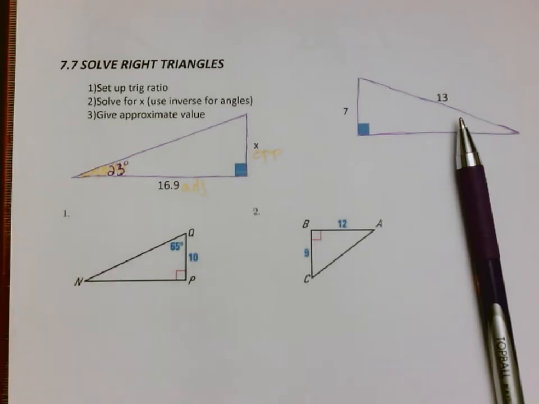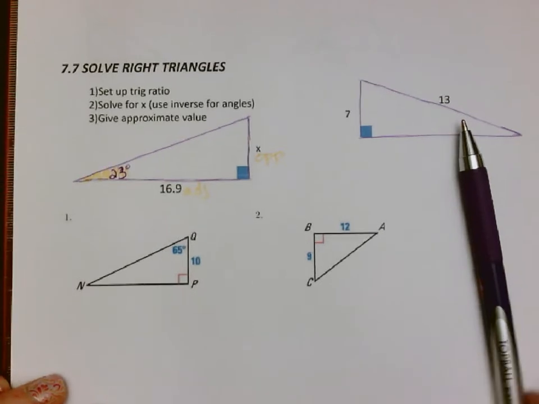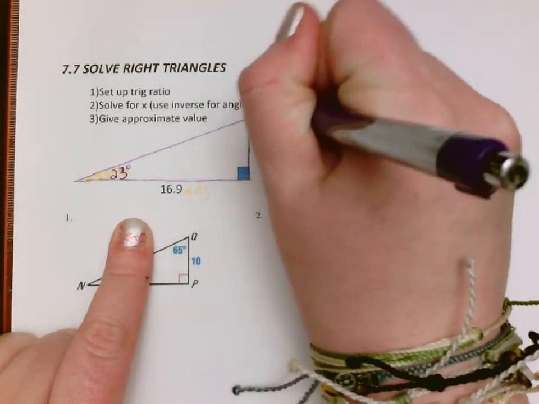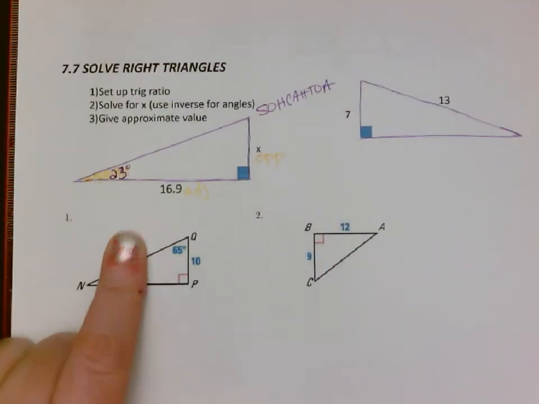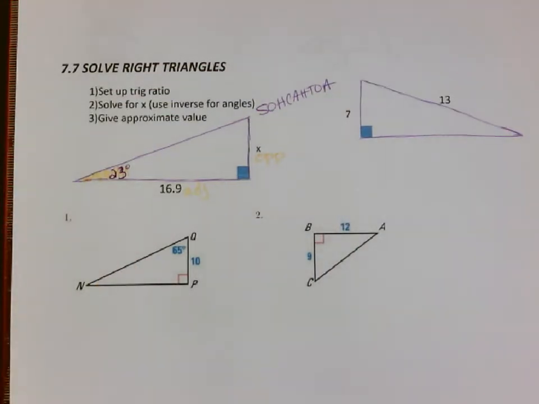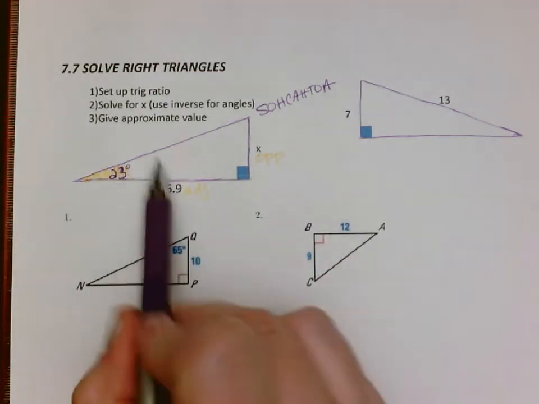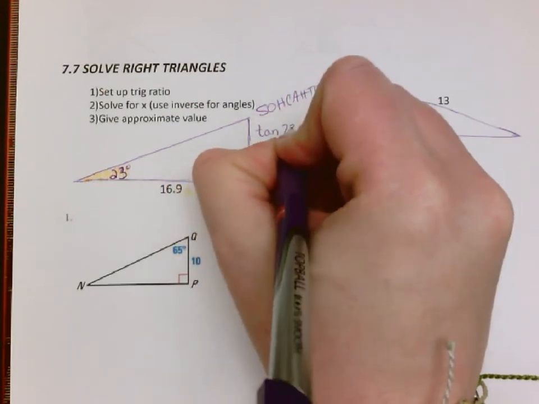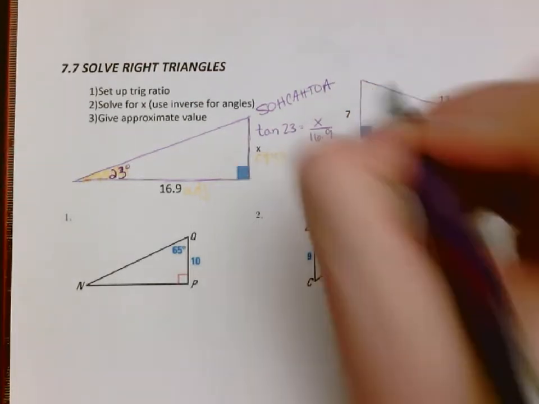Now, based on opposite and adjacent, we have SOHCAHTOA, which up here is the quick acronym for it. So sine is opposite over hypotenuse, cosine is adjacent over hypotenuse, and tangent is opposite over adjacent. So we have opposite and adjacent, so we're going to use tangent. So in order to solve for this first one, we have tangent of 23 equals x over 16.9.